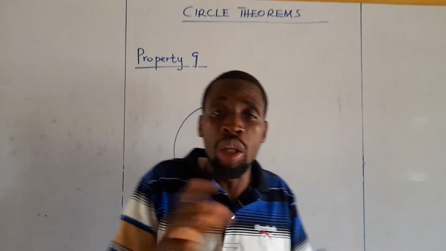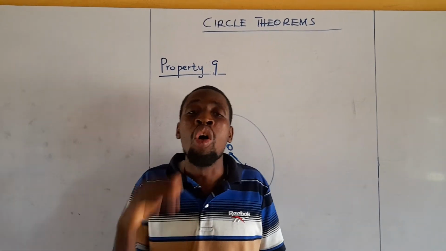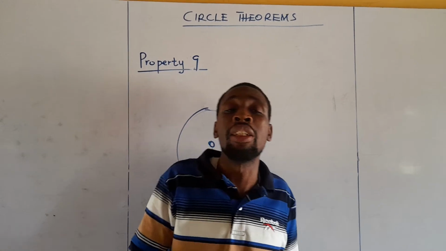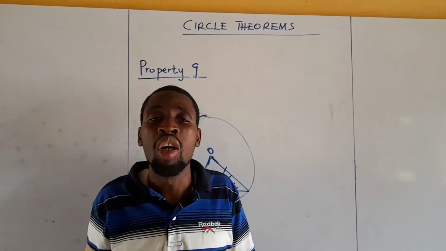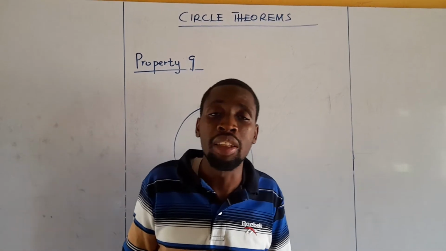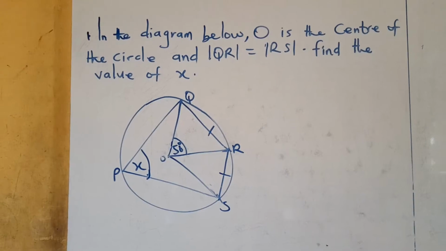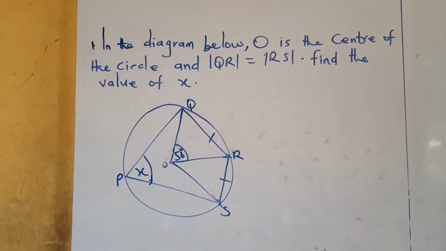Now that we know all the properties, the ones we learned previously and this one, please check out my videos on property 1 to 4. So today we look at property 5 to 8, and I've added one to it. We are going to apply all these properties to solve some problems. So come along. Let's look at our first question in applying the properties we have learned.